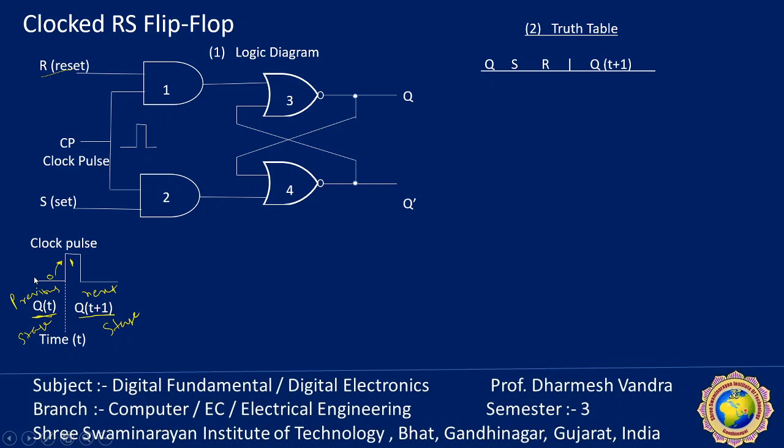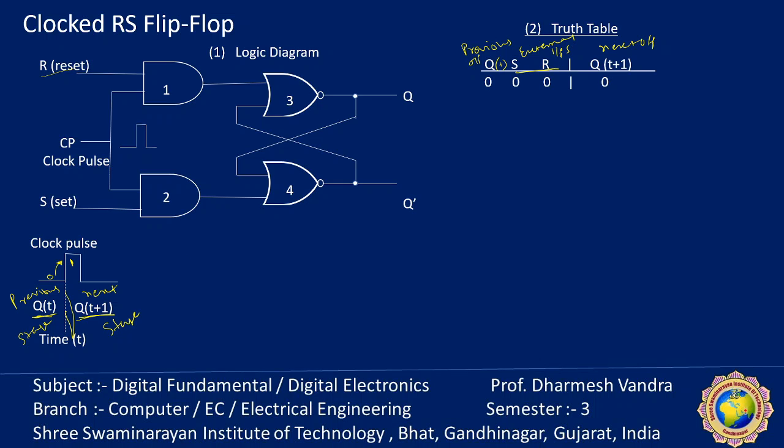So we will take each and every condition. There are 3 inputs: Q, which is the previous output, Qt, and the external inputs S and R. And this is the next output. We understood what we are talking about: the Qt plus 1 is generated.